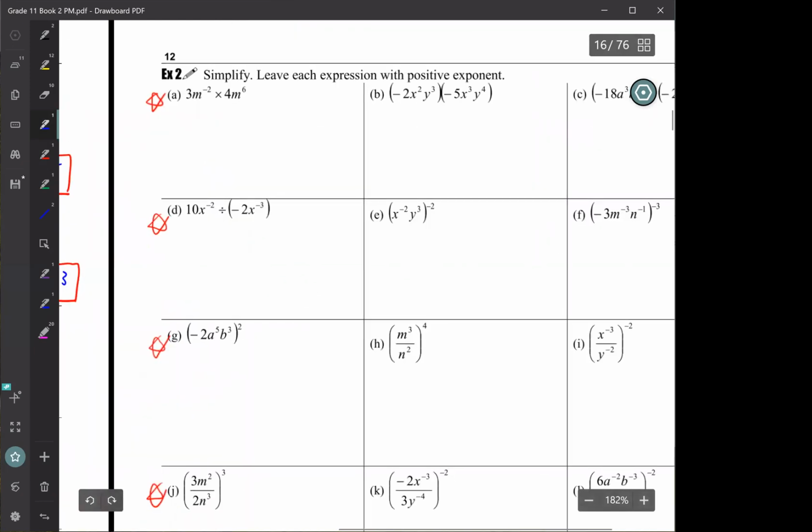So the instruction is the same. You want to simplify, leave your expression with positive exponents. So if it has a negative exponent, you need to flip it, okay? And if there's a coefficient in front of a variable, you also need to evaluate the coefficient, all right? So let's start with question A. Coefficients multiply, right? And then exponents, you need to add them up, right? Because they're multiplying. So Angela, what's your answer for A?